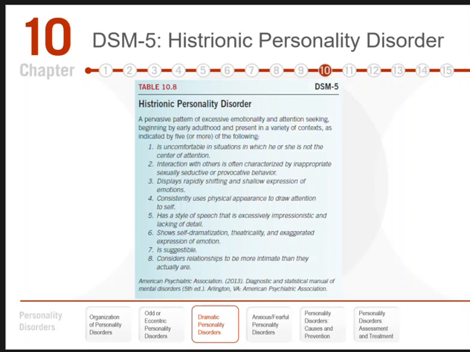They consistently use physical appearance to draw attention. Okay, a style of speech that is excessively impressionistic and lacking in detail. So self-dramatization, theatricality, exaggerated expression of emotion. They're very suggestible, and they consider relationships to be more intimate than they actually are.